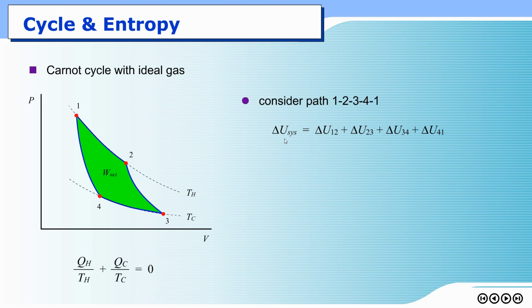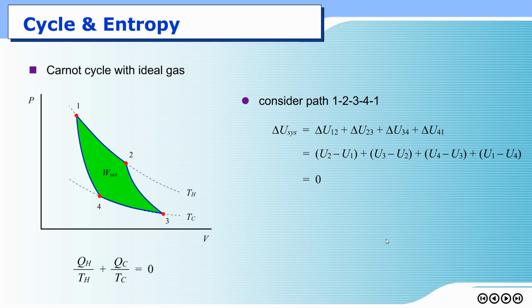Delta U 1 2, 2 3, 3 4 and 4 1 can be expanded as U2 subtracted by U1. Delta means change, right? Delta U 1 2 is the change from state 1 to state 2. So mathematically you get U2 subtracted by U1 and so on. You see that U1 here and there cancel out, 2 here and here cancel out, 3 and 4 will be cancelled out as well. So eventually, mathematically, on the right hand side you get 0. So according to math you should get delta U of the system equal to 0.